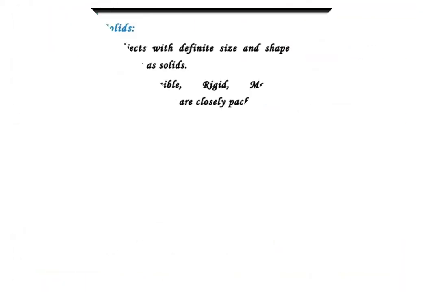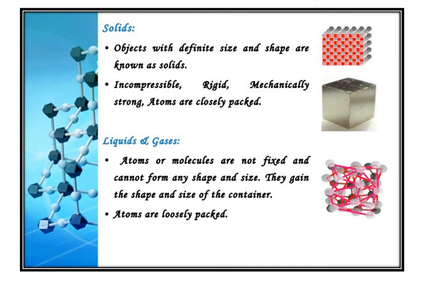Now what are solids? Objects with definite size and shape are known as solids. Incompressible, rigid, mechanically strong are the solids. In solids, atoms are closely packed. What are liquids and gases? Here, atoms or molecules are not fixed and cannot form any shape and size. They gain the shape and size of the container. So here atoms are loosely packed.